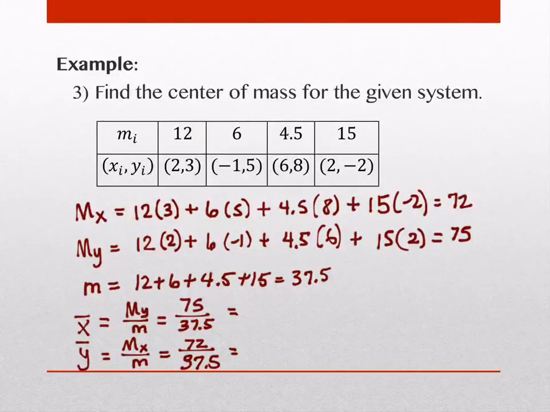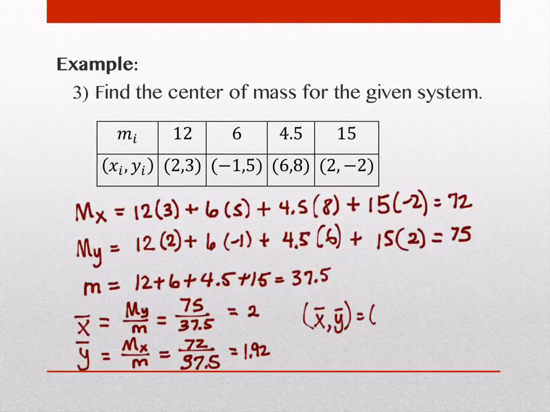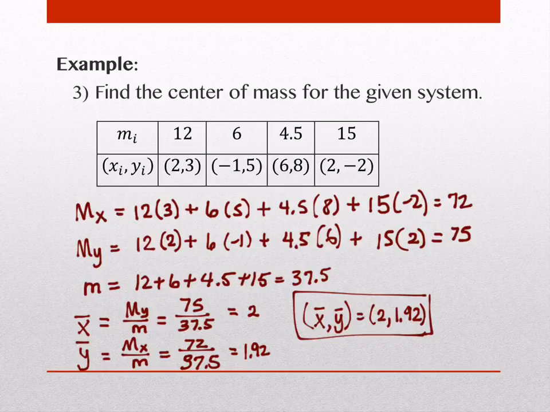That one's 2. And y bar is almost 2, but not quite. What is that one? It's 1.92. And so the center of mass, that equilibrium point we're talking about, is x bar, y bar. So it's 2, 1.92. So in terms of our xy plane, we would have to balance this at the x value 2 and the y value of 1.92 with all of those weights in those locations, and we would have a perfectly balanced system. Okay?